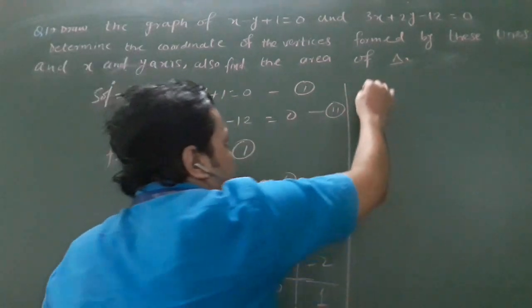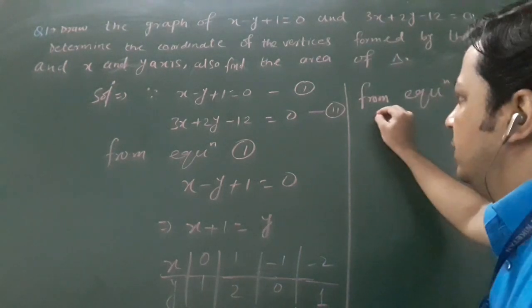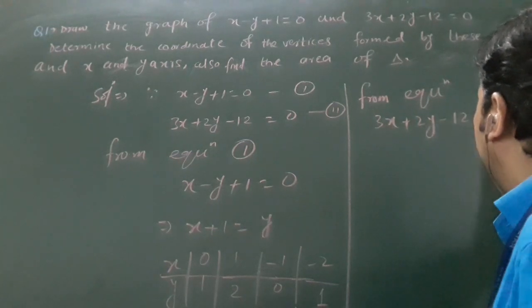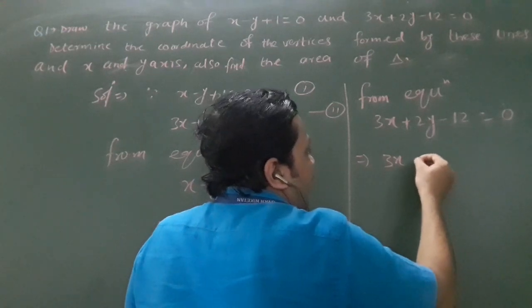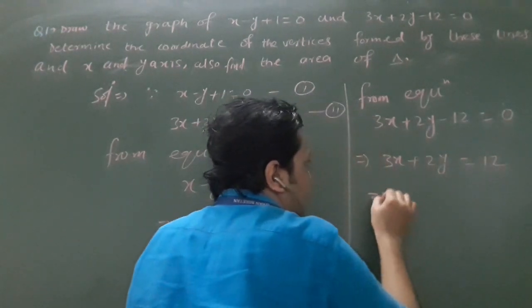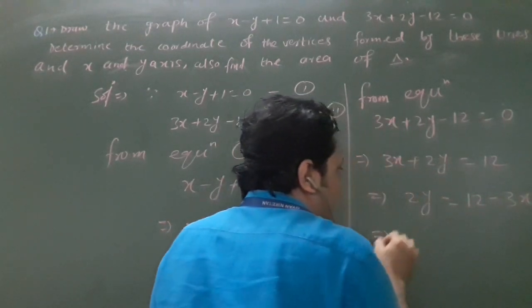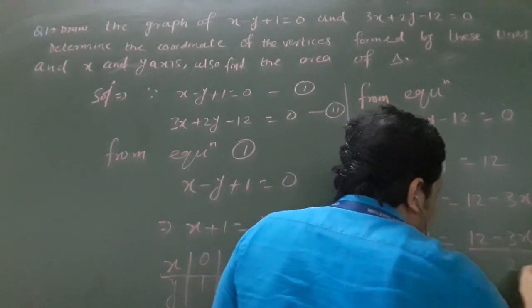So see this, from equation 2, it is 3x plus 2y minus 12 is equal to 0. So 3x plus 2y is equal to 12. So 2y is equal to 12 minus 3x. So y will be (12 minus 3x) divided by 2.